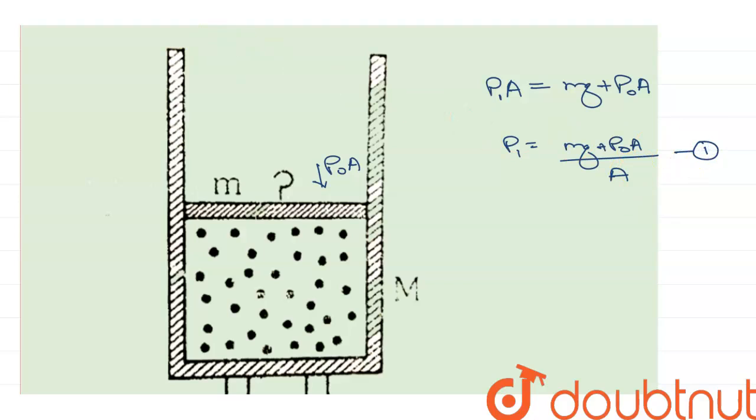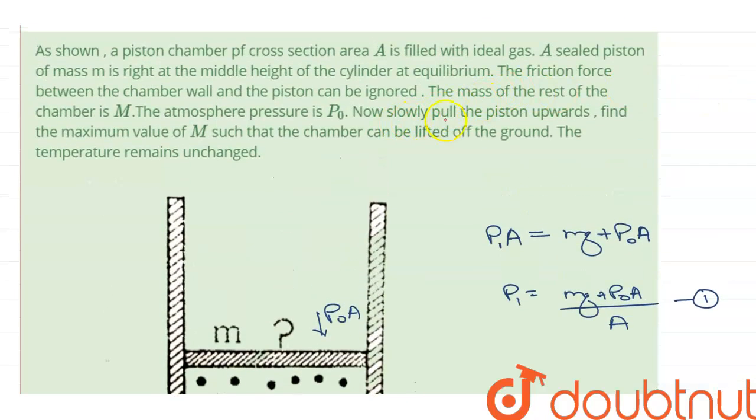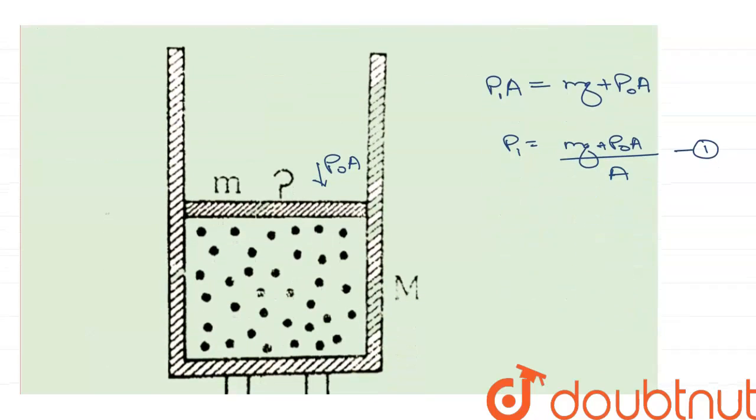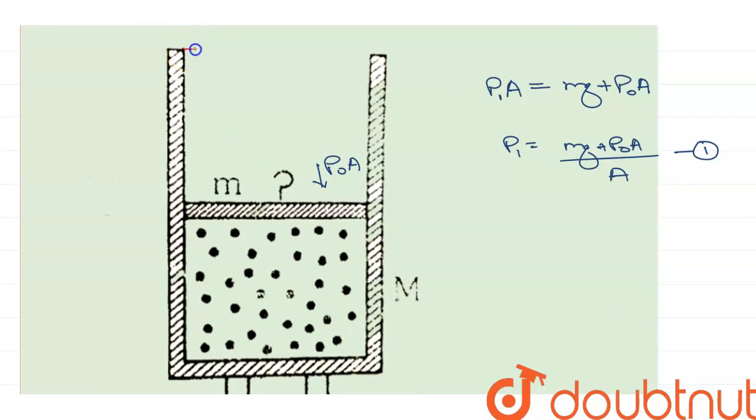Now, the question says that we are slowly pulling the piston upwards. So, if we are slowly pulling the piston upwards, that means eventually we reach the complete height, that is h. So, the piston reaches somewhere here.